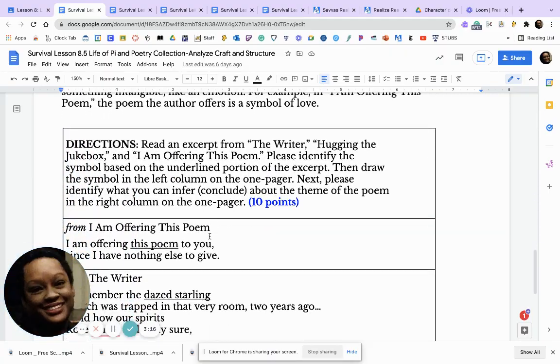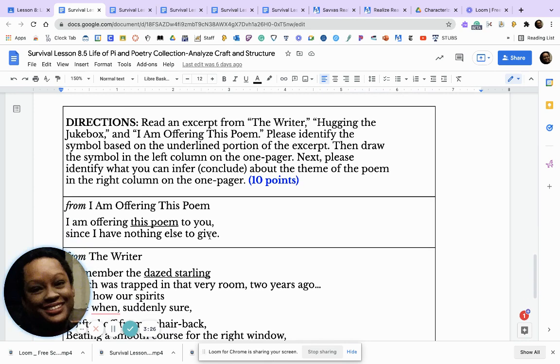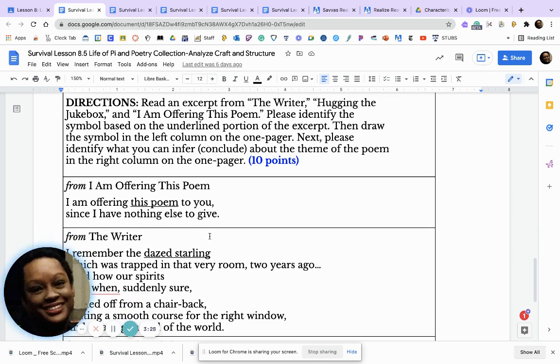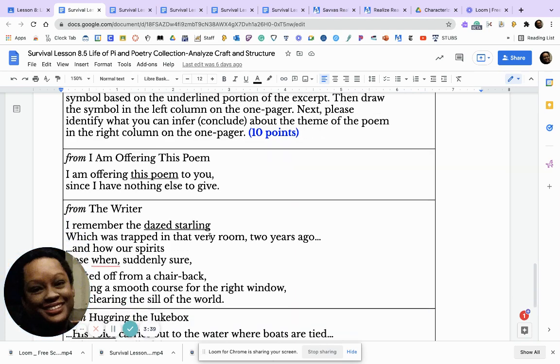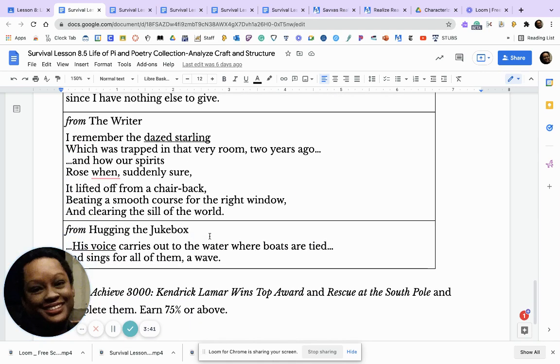So here are the directions. Read an excerpt from The Writer Hugging the Jukebox, and I Am Offering This Poem. Please identify the symbol based on the underlined portion of this excerpt. Then draw the symbol in the left column on the one-pager. Next, please identify what you can infer and conclude about the theme of the poem in the right column on the one-pager. So the examples are right here.